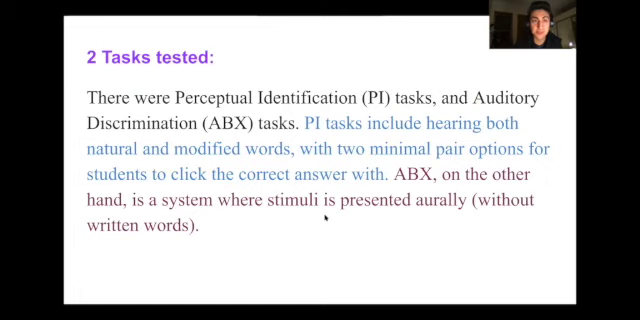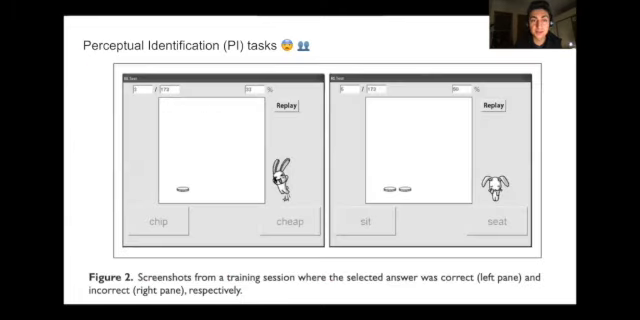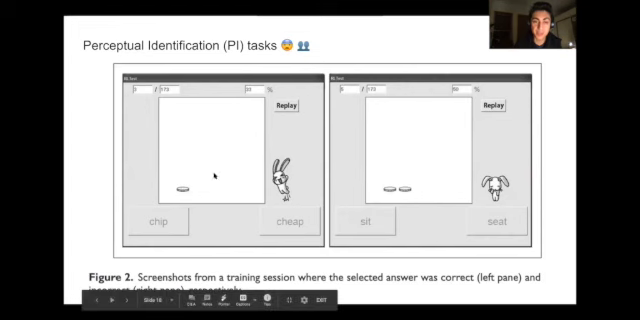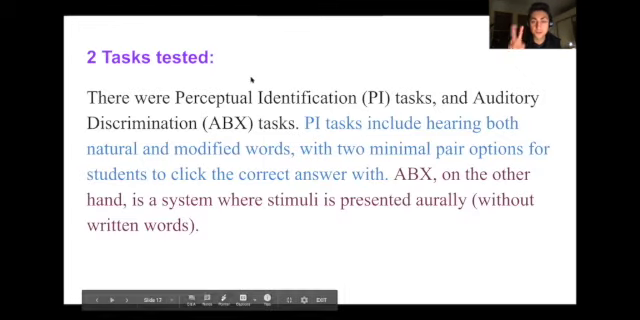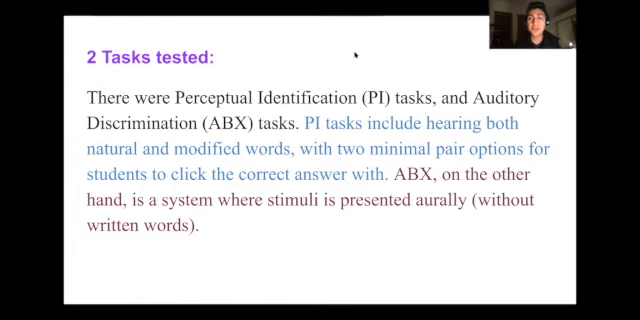The training, we're going to see, is here, and we have this fun image for kids. They hear the word, and they click the one that it reads. So there's two kinds of tasks: a perceptual identification task and an auditory discrimination task. The PI, we'll call it, includes hearing both the natural and modified words with two minimal pair options for students to click the correct answers with. And then the auditory discrimination task, on the other hand, is a system where stimuli are presented orally without any written words to test both things.